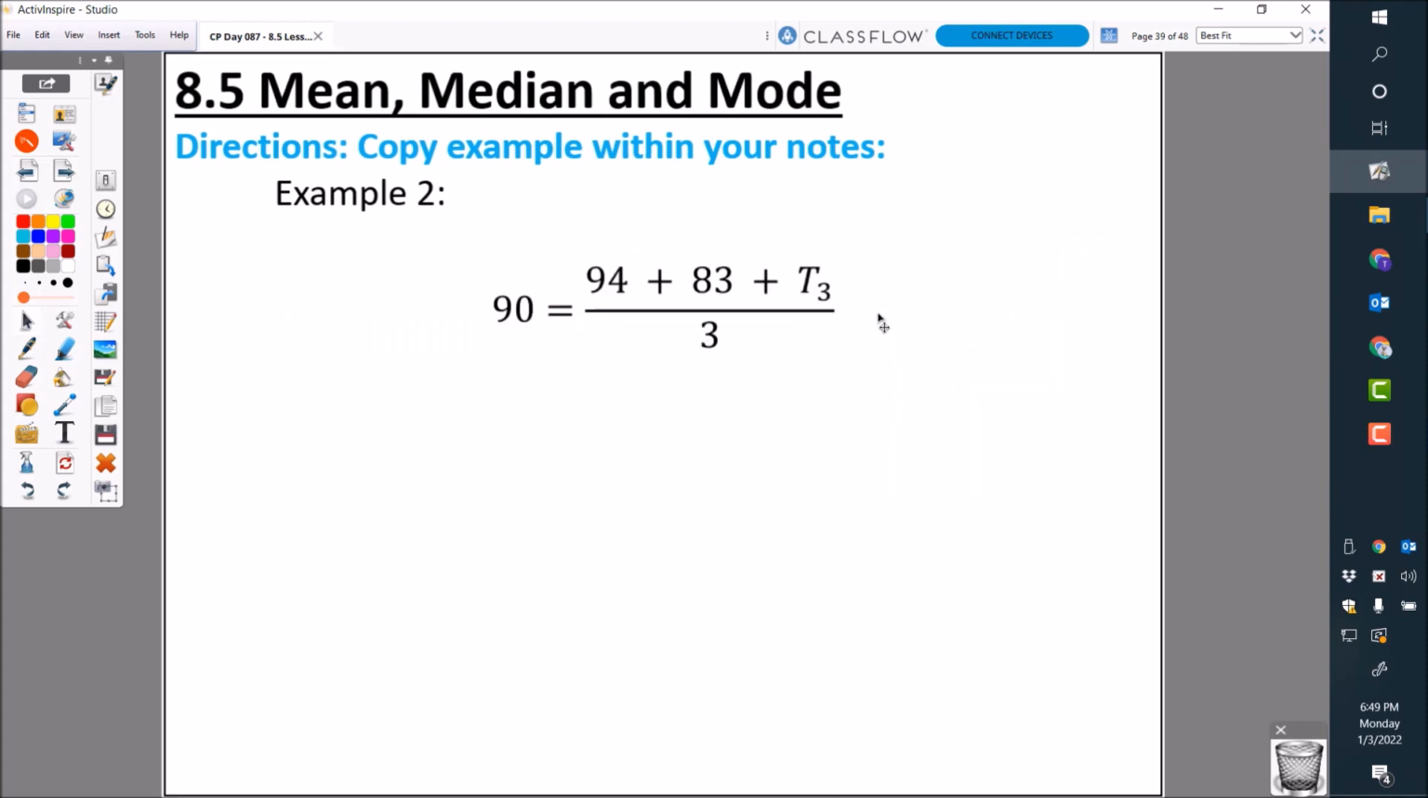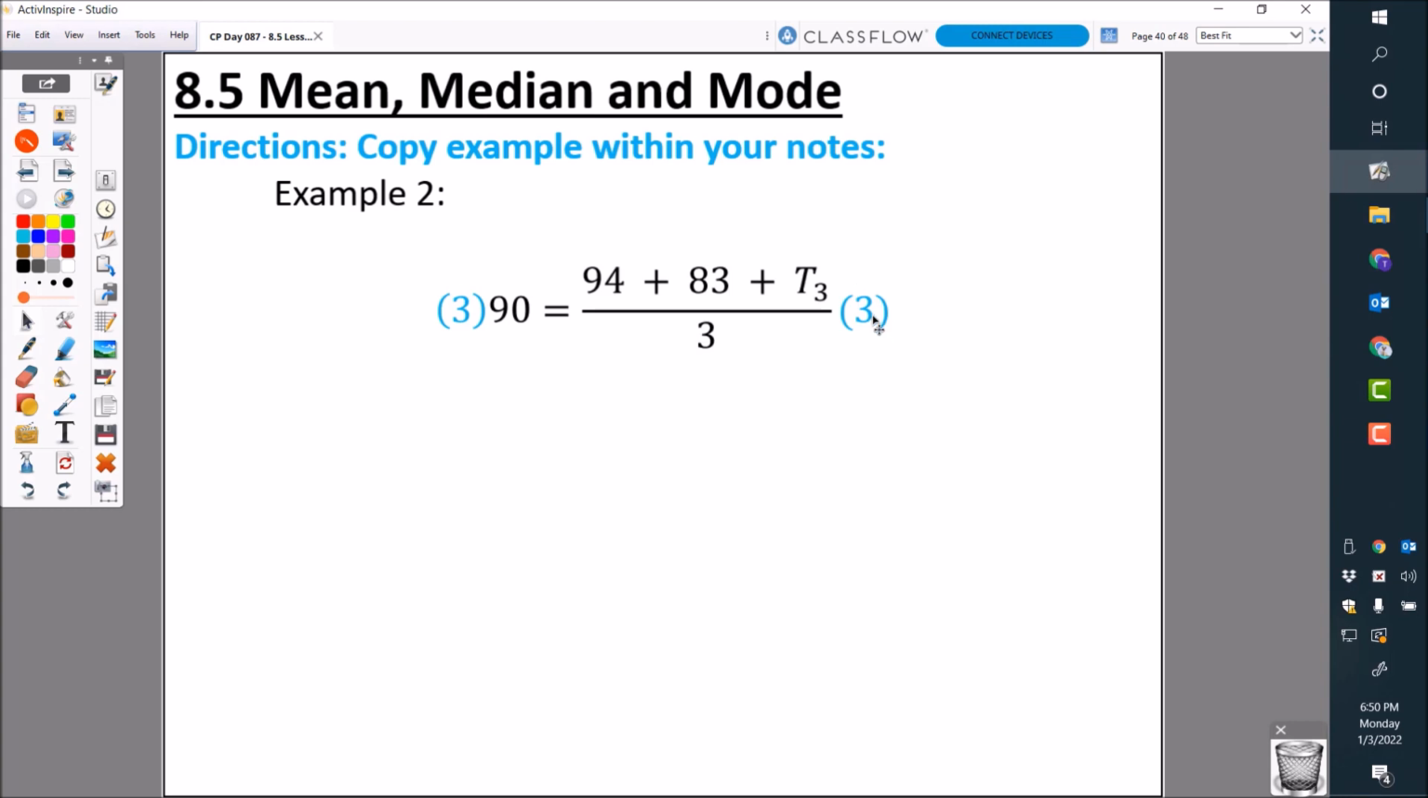So now we're going to talk about the process. So it's 90 equals the fraction of 94 plus 83 plus test 3 divided by 3. Now when we have a fraction, what we're going to do is multiply both sides by the denominator, which is 3. So I multiply the left side by 3 and the right side by 3. Now, I want to talk about this because I want to clear up a misconception.